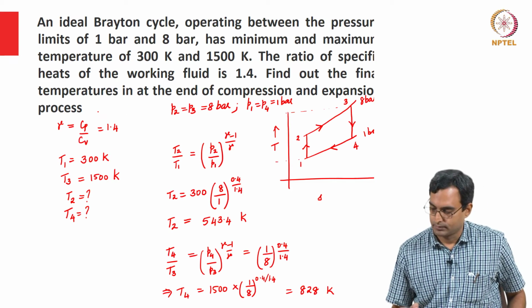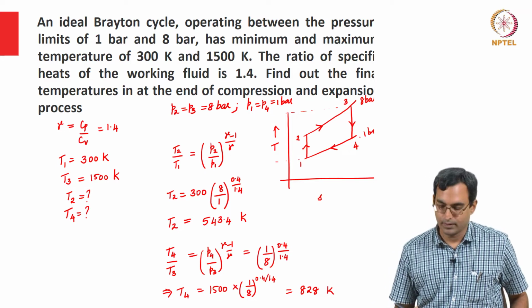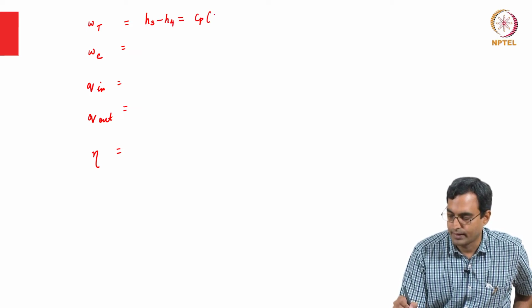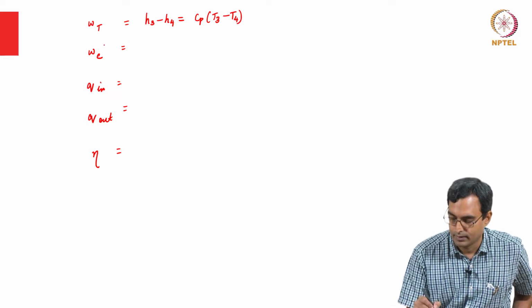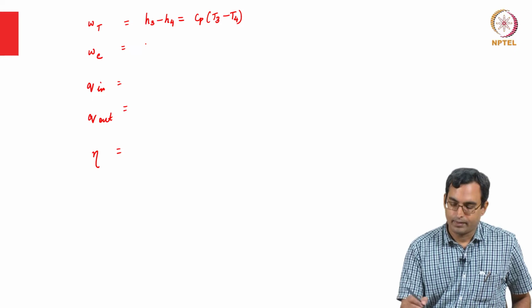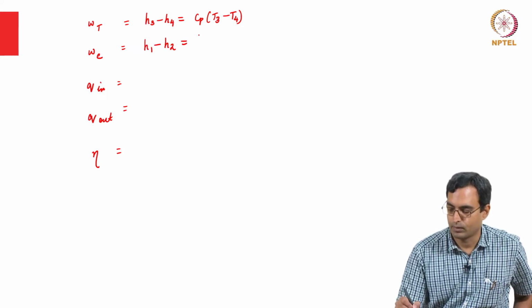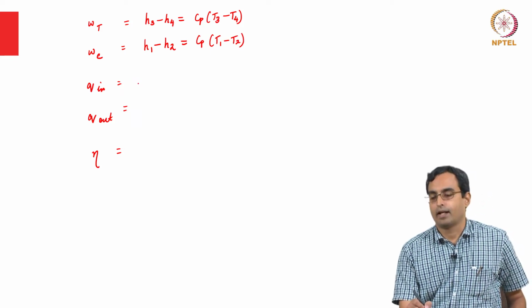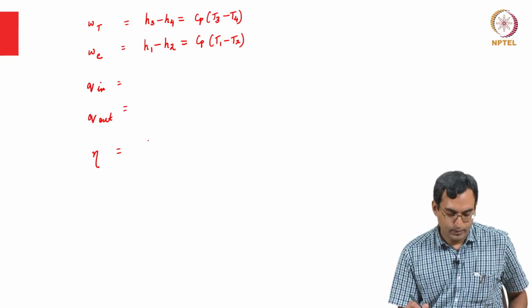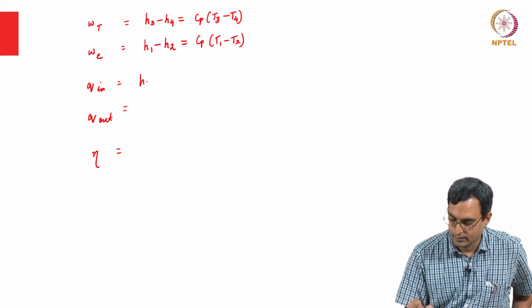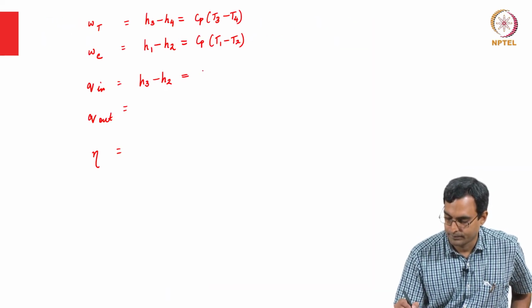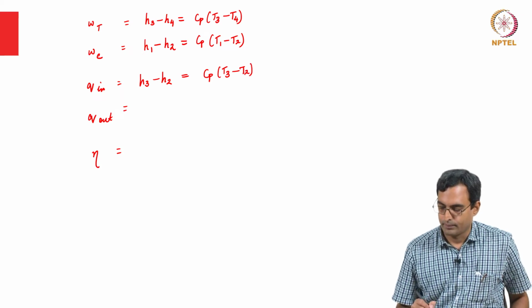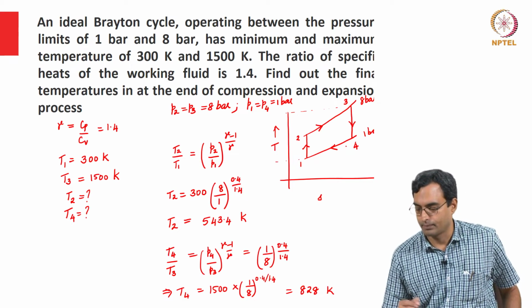So the turbine work would be enthalpy at the inlet minus enthalpy at the outlet, which for an ideal gas would be this. Compressor work would be enthalpy at the inlet of the compressor, which I think I wrote as 1, minus enthalpy at the outlet. The heat transferred, this is an isobaric process, would be the enthalpy at the outlet minus enthalpy at the inlet. Similarly, the heat rejected would be enthalpy at the outlet minus enthalpy at the inlet.